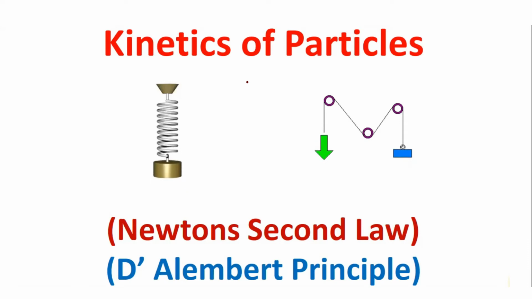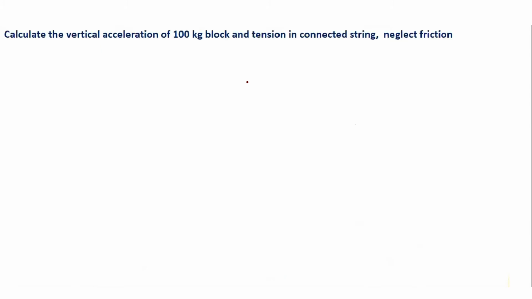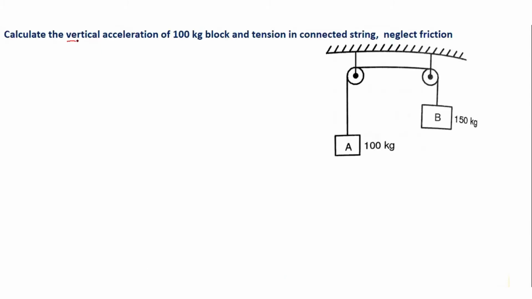Let us carry forward our discussion on kinetics of particles 1 with connected bodies. So the next question is, calculate the vertical acceleration of the 100 kg block and the tension in the connected string, neglecting the friction, and the diagram given is this one. So we need to find out the tension in the string and the acceleration of the 100 kg block, that means this block. We need to find out the acceleration of this particular block.